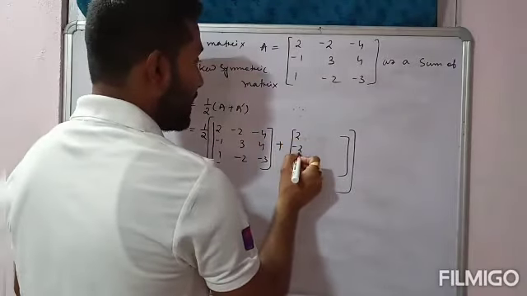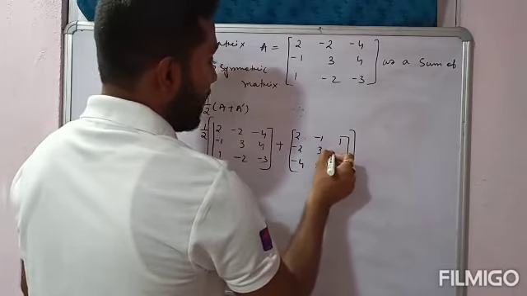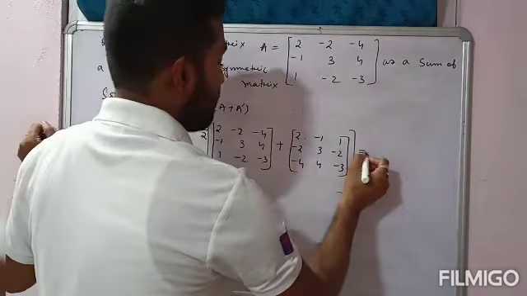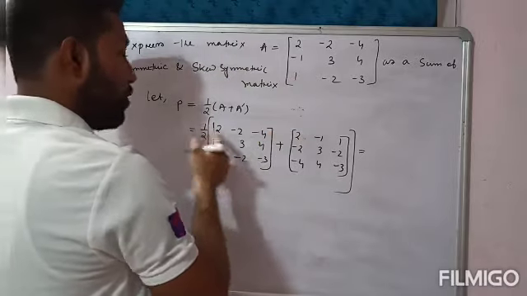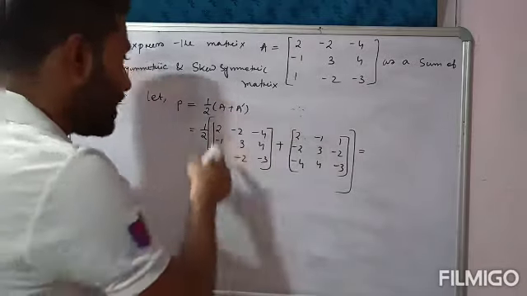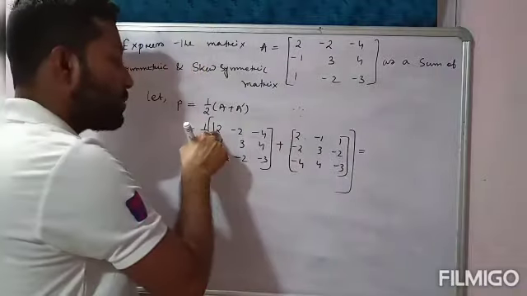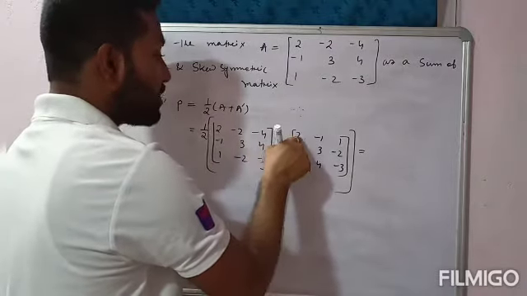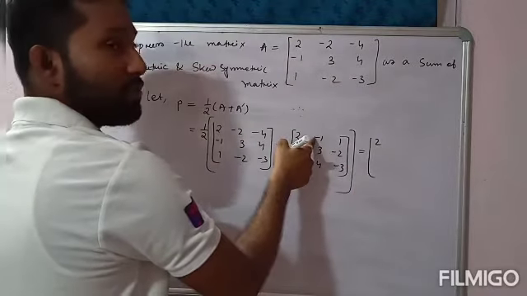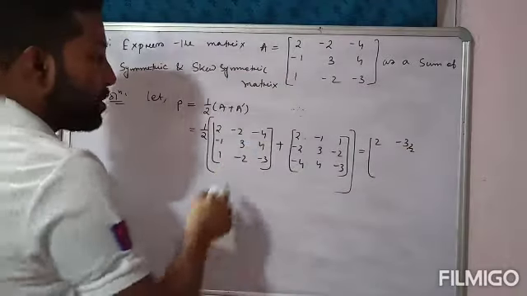That is 2 minus 2 minus 4, minus 1 3 4, 1 minus 2 minus 3. Now if I add these two matrices, 2 plus 2 is 4, 4 by 2. We also have to multiply by half, yes, scalar multiplication. So you know how to add two matrices. You have to add just the corresponding elements. What is the corresponding element of 2? 2 only. So 2 plus 2 is 4, 4 by 2, that is the first element is 2. Minus 2 minus 1, that is minus 3. If you multiply by half, it will be minus 3 by 2.